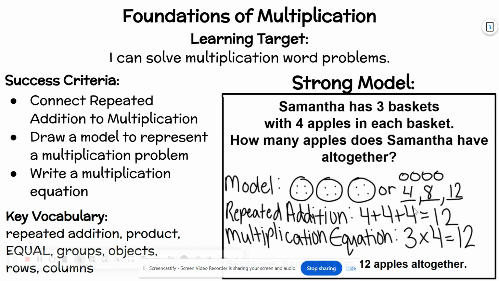So for our show model, I just did a simple little problem. Samantha has 3 baskets with 4 apples in each basket. How many apples does Samantha have altogether? So I drew my model, which was 3 baskets with 4 apples in each basket. This is another model we could do, skip counting. So I drew my 4 apples, and these are my 3 baskets. Repeat addition: 4 plus 4 plus 4 equals 12. Multiplication: 3 times 4 equals 12. Samantha has 12 apples altogether.